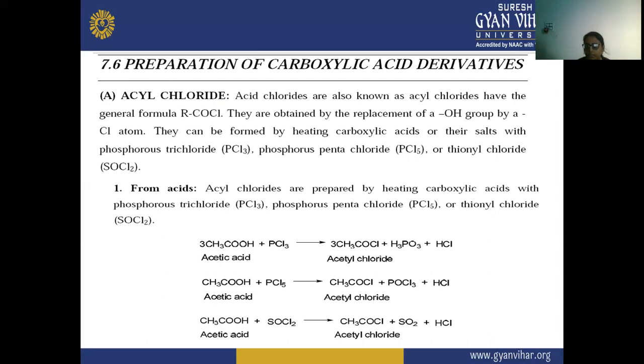Next is acetic acid, CH3COOH, plus PCl5, that is phosphorus pentachloride, and there is a formation of acetyl chloride plus POCl3 plus HCl. Next is acetic acid with SOCl2. SOCl2 is thionyl chloride, and there is a formation of acetyl chloride plus SO2 plus HCl.